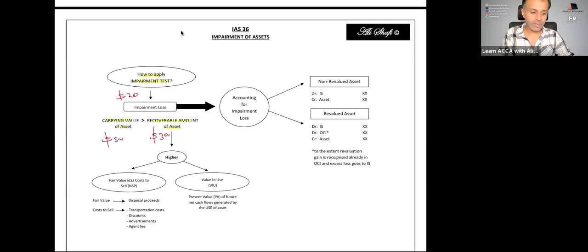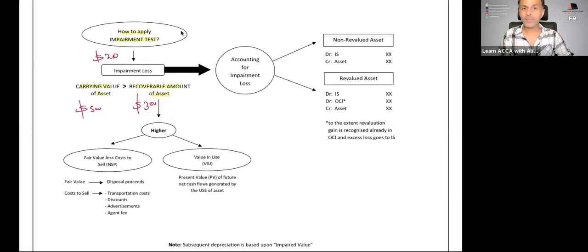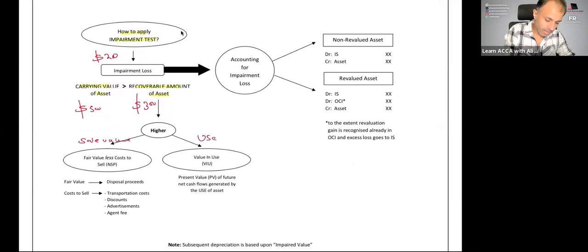But what we are here to learn for the very first time is the detailed explanation of recoverable amount. The recoverable amount is the higher of two things: the sale value of an asset and the use value. Higher of two. The sale value is also called fair value less cost to sell, or NSP, net selling price.